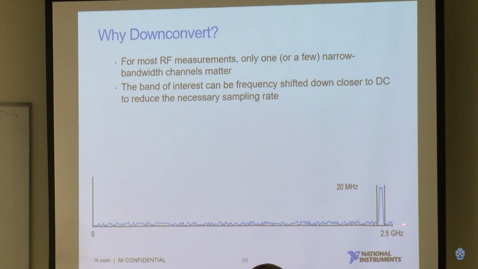So here is another example. Let's say you try to do a 20 megahertz analysis for a signal at 2.5 gig. If you don't do down conversion, you have to do the acquisition from 0 hertz up to 2.5 gigahertz. But if you just do the down converter, you can move this signal only 20 megahertz away from your DC. So you only need less than plus minus 20 megahertz bandwidth to do the data analysis. So this is why we want to do the down converter.